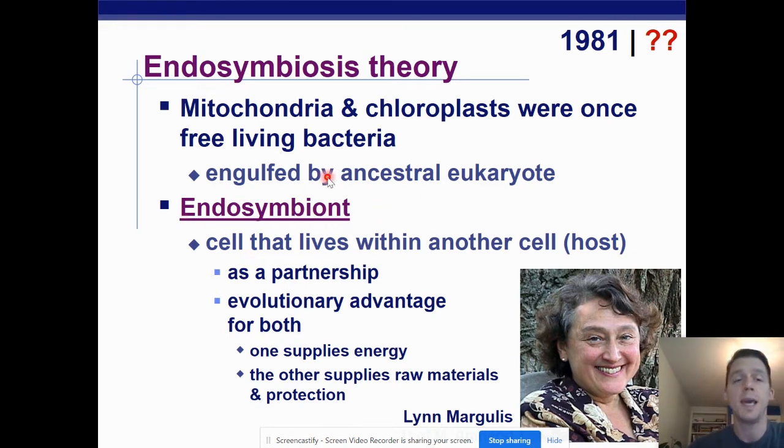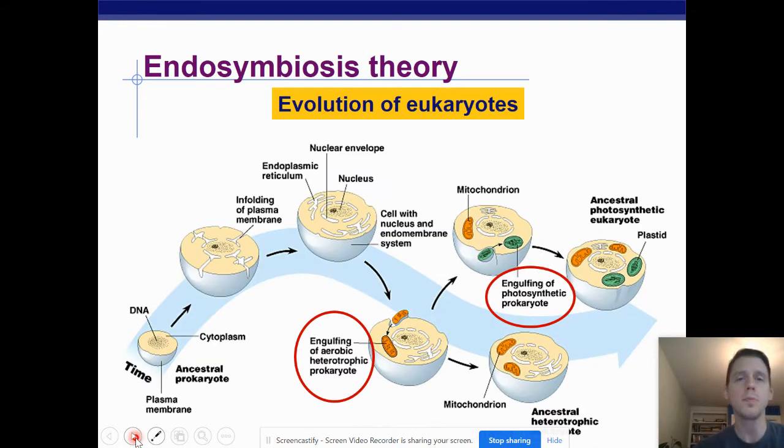And when they became engulfed, they existed as an endosymbiont. So endo means like inside, and symbiont or symbiosis means living together. So we have one thing living in another thing, a cell that lives within another host cell. This would have happened as a partnership, and there would have been an evolutionary advantage for both. One supplied energy, and the other supplied raw materials and protection. So the theory basically goes like this.